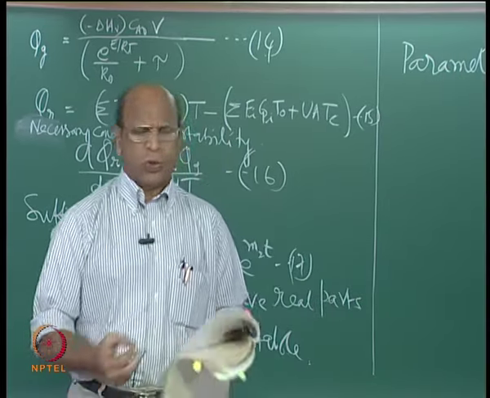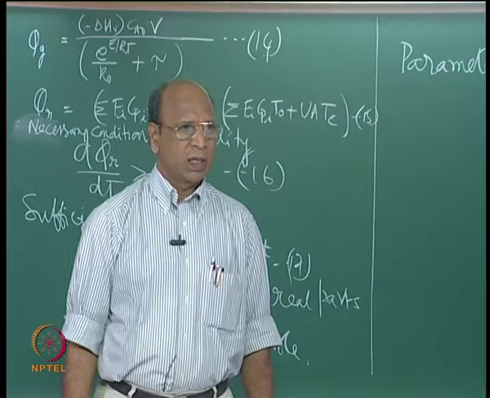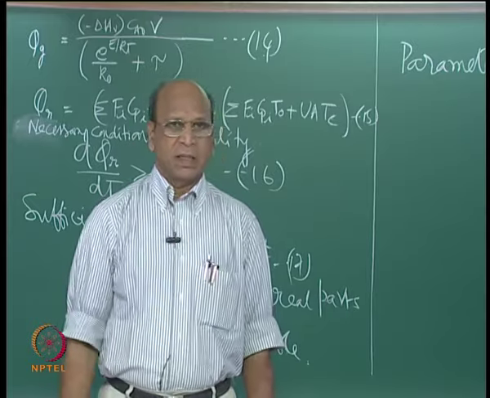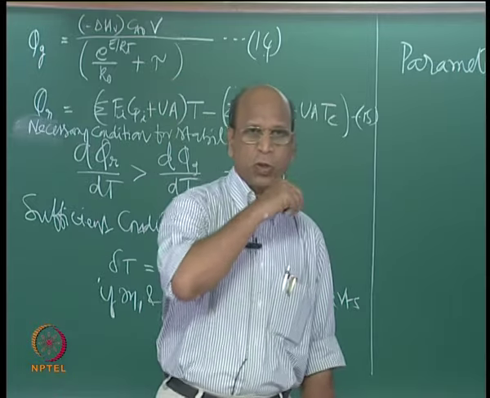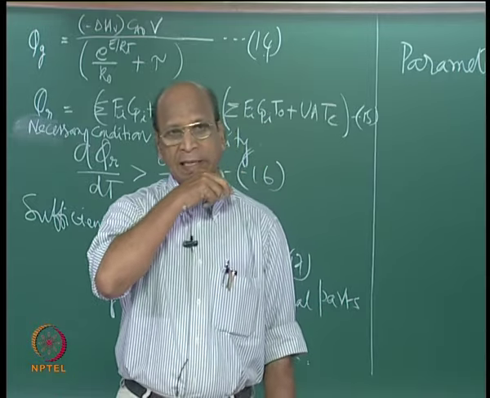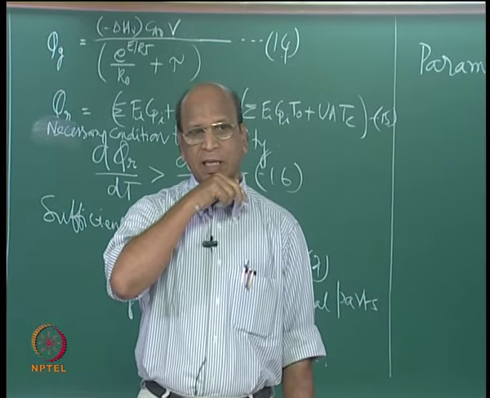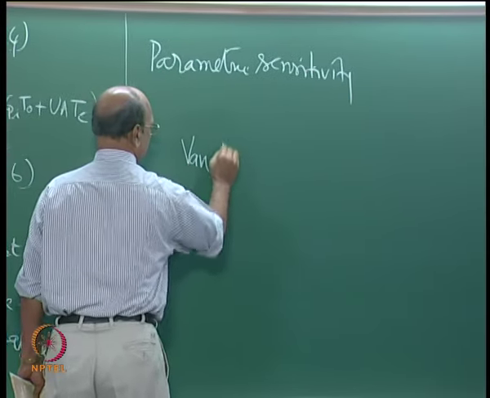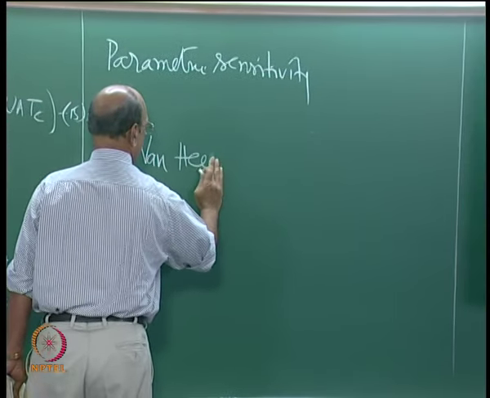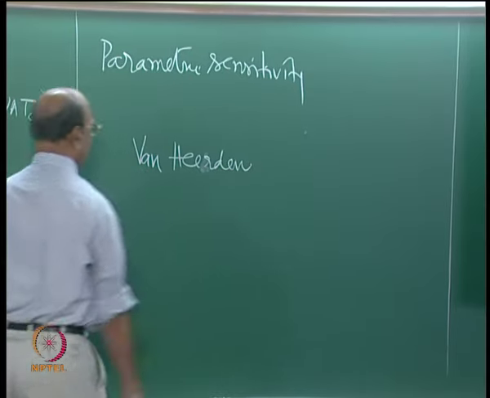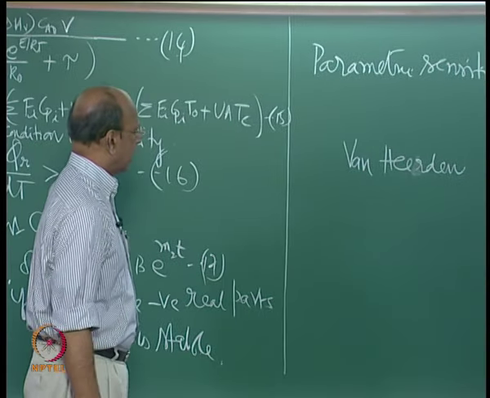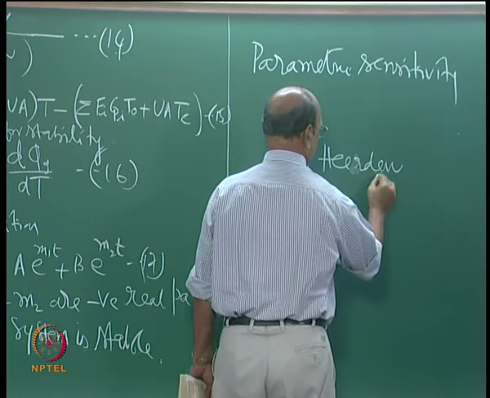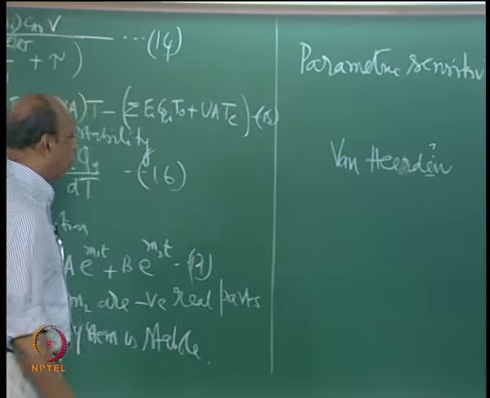And very beautiful information is available by Amundsen. Amundsen is another grandfather of ours. Mathematical Methods in Chemical Engineering, there are 3 books by Harris and Amundsen. I think these multiple steady states were first found out by Van Heerden. Maybe another E is also there, I do not know. Anyway, I will just put that, Van Heerden.